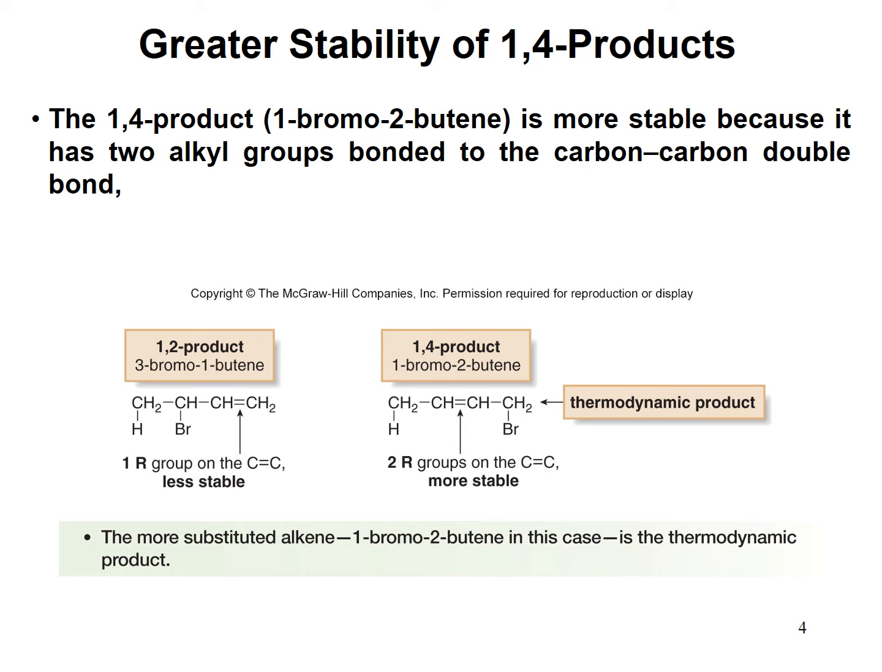So which one's better? Well, it turns out that there is greater stability of the 1,4 products. And that's because it has two alkyl groups bonded to the carbon-carbon double bond. So again, if you have the 1,2 product, such as 3-bromo-1-butene, that has less substitution on the carbon-carbon double bond, so it's going to be less stable. Whereas the 1-bromo-2-butene, the 1,4 product, is going to be more stable because the double bond has more substitution.